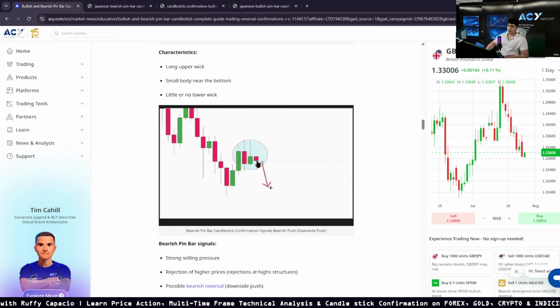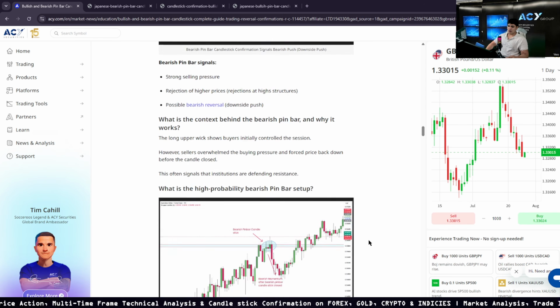Next thing did happen, push to the downside. You can actually see this previous data happen, push to the downside, right?